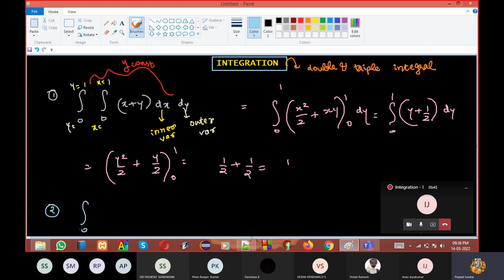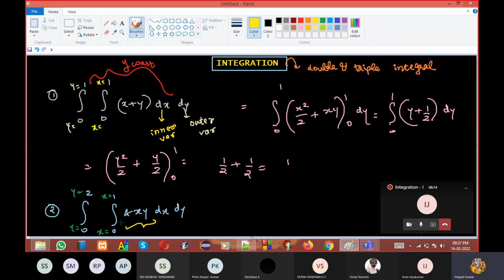Next, look at this integral: 0 to 2, integral 0 to 1, 4xy dx dy. First, observe carefully which is the inner variable. This is inner, so these are the limits for x. First write like this, x equal to 0, x equal to 1, and here I write y equal to 0, y equal to 2. Write like this and you will get more clarity. Now you can do this integral normally, but I would like to tell one special thing here.